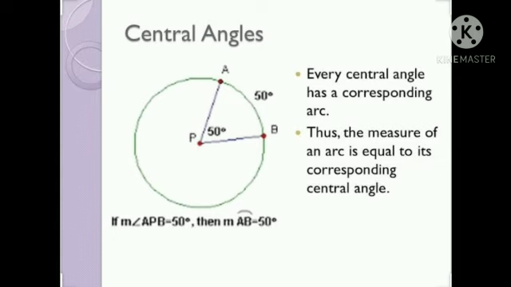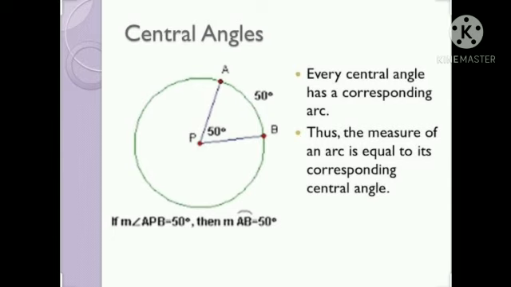Now further we will see what is central angle. An angle whose vertex is the center of the circle is called a central angle. As you can see in this figure, here the vertex lies on the center of your circle. That is why here angle APB is your central angle.